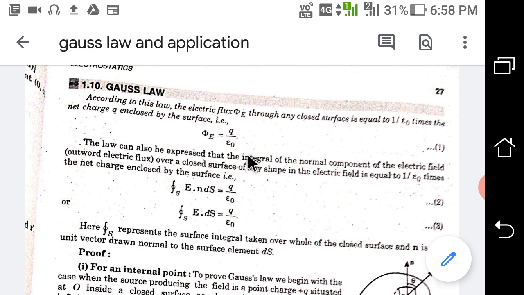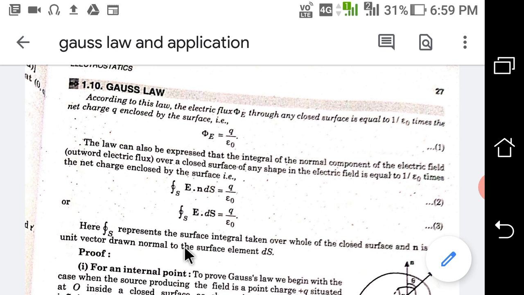The law can also be expressed as: the integral of the normal component of the electric field, the outward electric flux, over a closed surface of any shape in the electric field is equal to 1 upon epsilon naught times the net charge enclosed by the surface. That is, the surface integral of E dot n ds, where ds is the surface area, is equal to q upon epsilon naught.